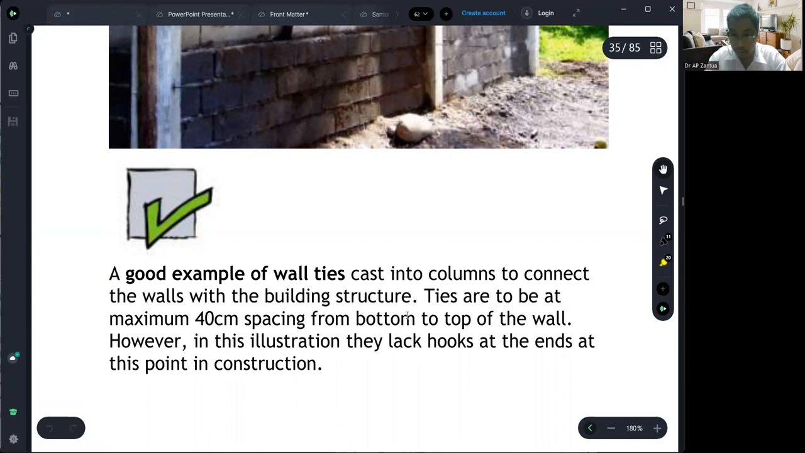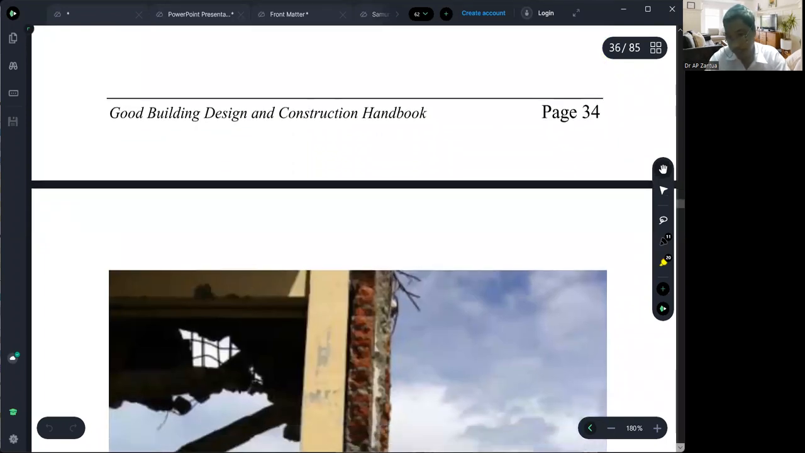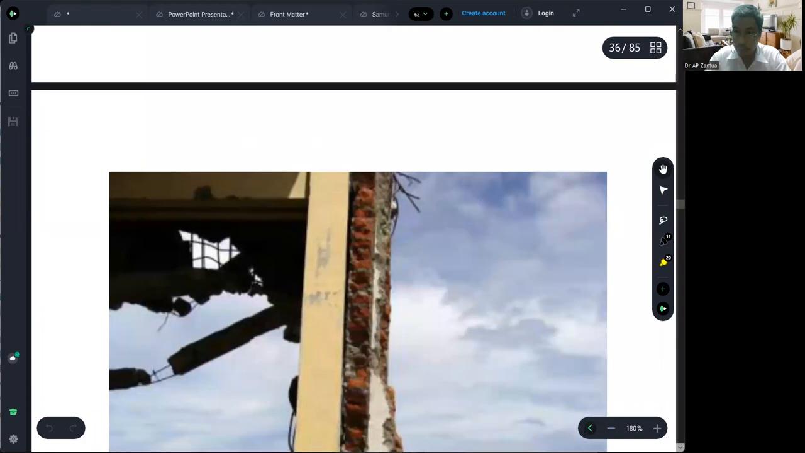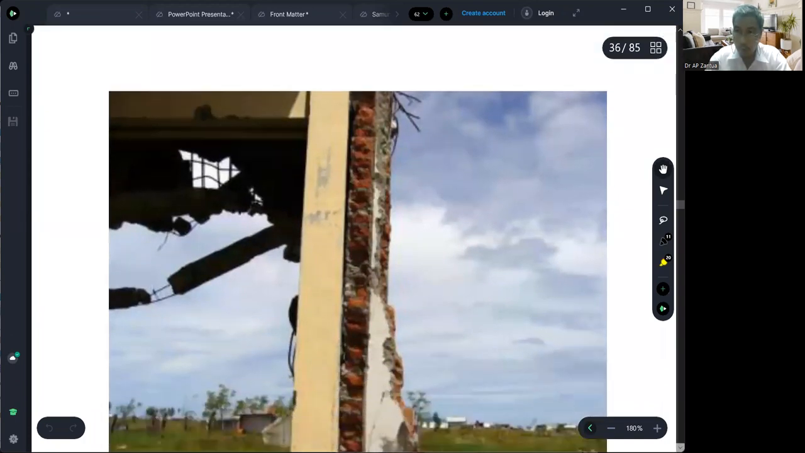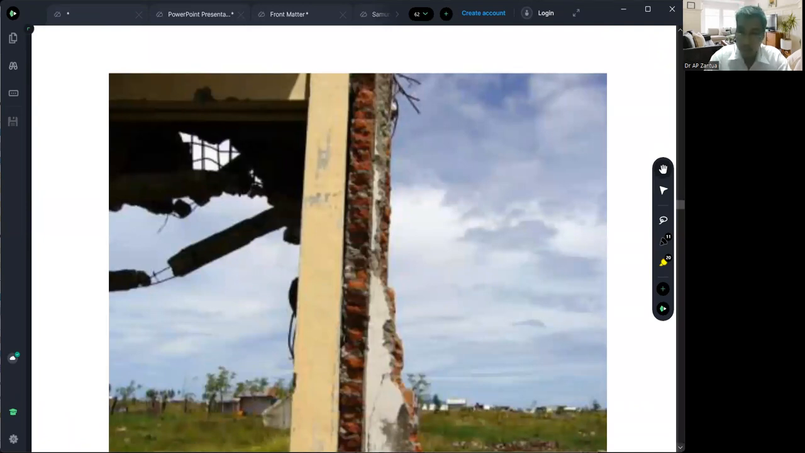Connector ties are to be at a maximum of 400 mm from bottom to top of the wall. So, 400 mm distance. 400 mm is about 1.5 feet. So our local carpintero will use 1.5 feet. That is almost the same, no? Almost the same.